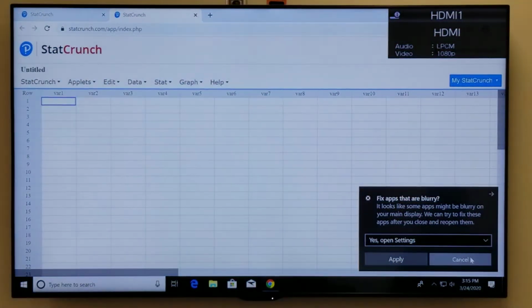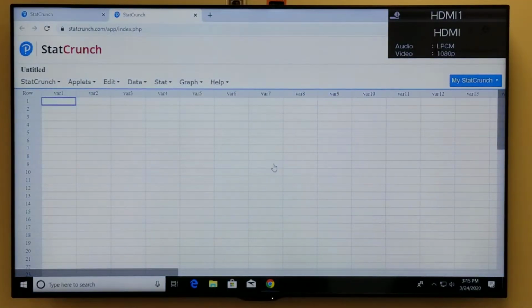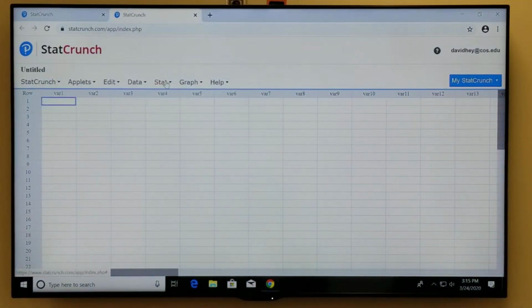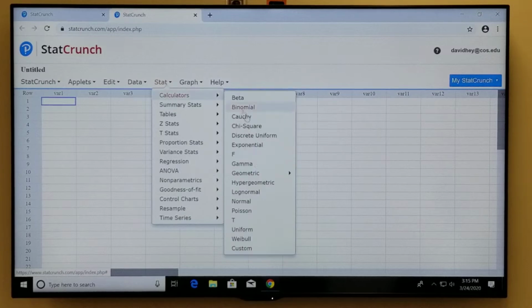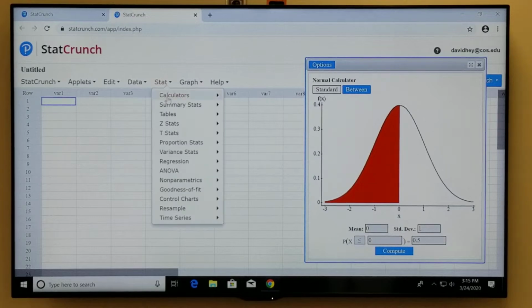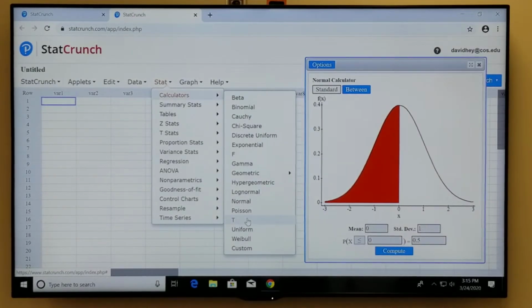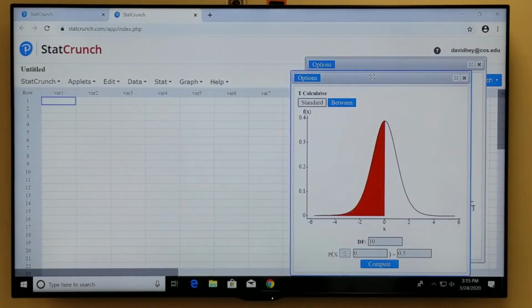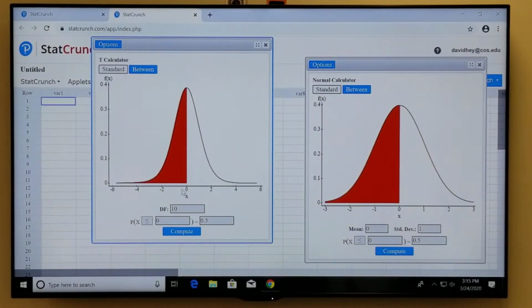So what we've been doing is using the normal calculator. The normal calculator is under stat, calculators, normal, and it's that old familiar curve that we all know and love. What we're going to do now is go to the t calculator. So we go to stat, calculators, t. And you'll notice that it's shaped a little differently. It looks sort of like a normal distribution, but it's shaped a little different.